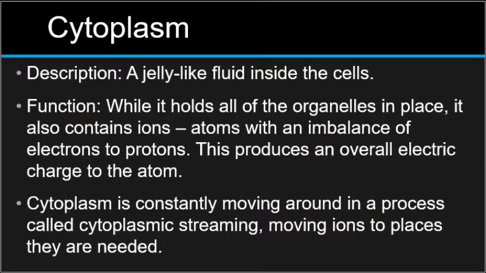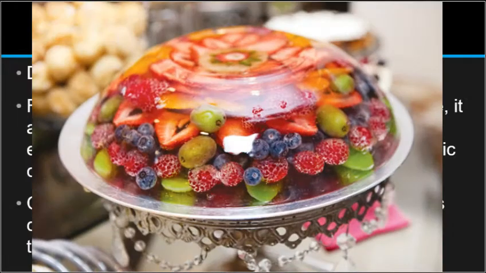So the cytoplasm is a jelly-like fluid inside the cells. It holds all the organelles in place. It also has ions in it. If there's an imbalance, it is constantly moving around in a process called cytoplasmic streaming. I think I have a video of it. Think of it like a jello salad with all that stuff suspended in there. All of our little organelles are suspended in our jello salad right there.